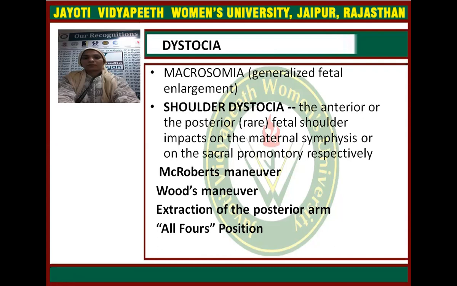Causes of macrosomia: it might be hereditary, gestational diabetes, uncontrolled maternal diabetes, post maturity, multiparity. Again, male fetus might be there, obese mother might be there, which may lead to increased weight of the fetus. Next one is shoulder dystocia. The anterior and posterior fetal shoulder impact on the maternal symphysis or sacral promontory respectively. So this may lead to obstructed labor.